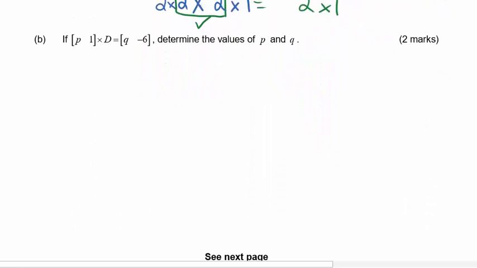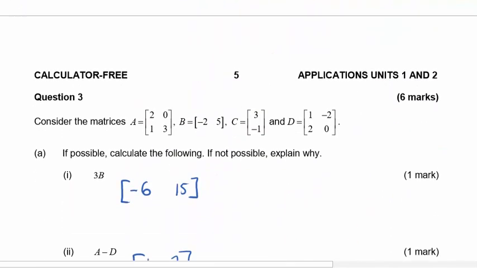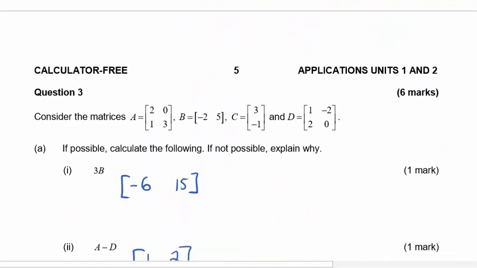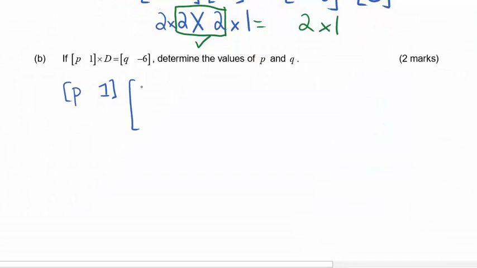These questions are again very common in matrix questions in exams. So we've got the matrix (P, 1) multiplied by D, which is 1, -2, 2, 0, and that is going to equal (Q, -6).